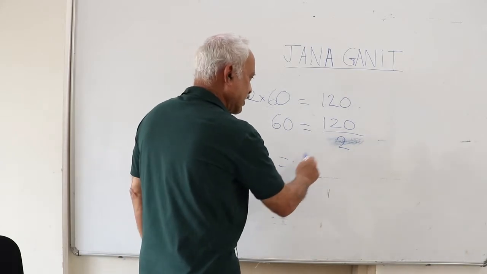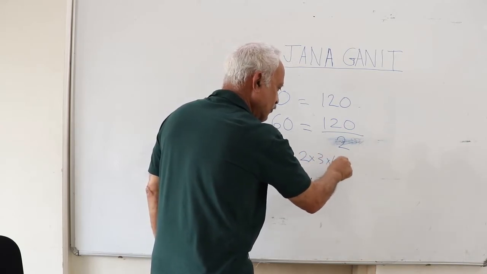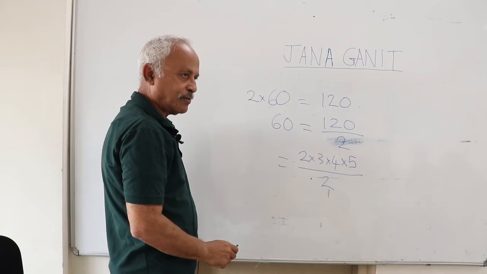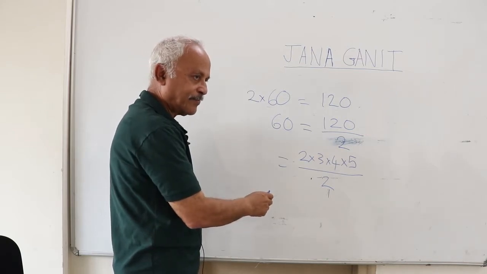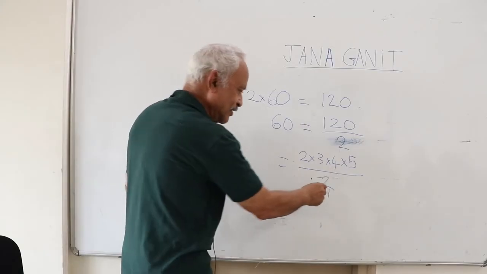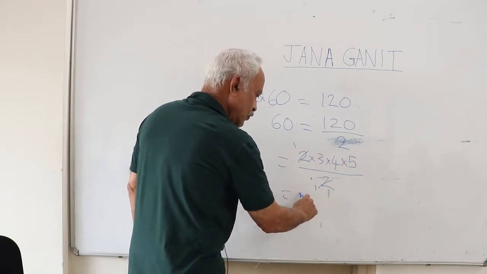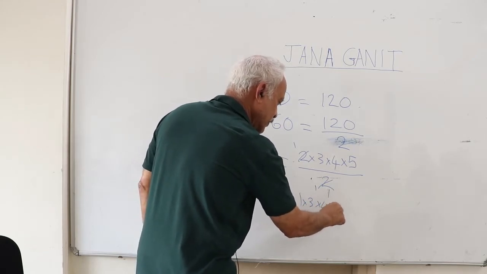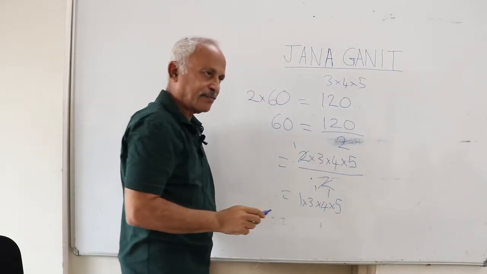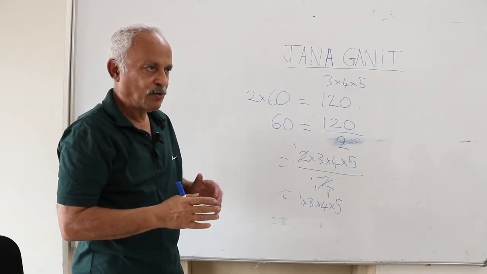Okay. Now I can write 120 as factors. What are the factors? 2 into 3 into 4 into 5, upon this 2. So now what can I do? If I have 2 in the numerator and 2 in the denominator, what can I do? Cancel, right? So I cancel this and I cancel this and I get 1 and 1 here. So that is equal to 1 into 3 into 4 into 5, which is the same as 3 into 4 into 5. Okay. So now we know how to factorize. We know how to cancel.